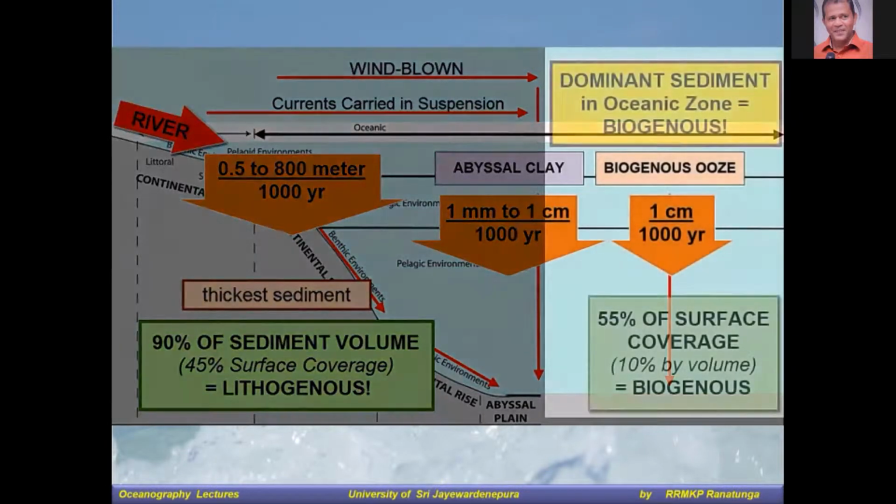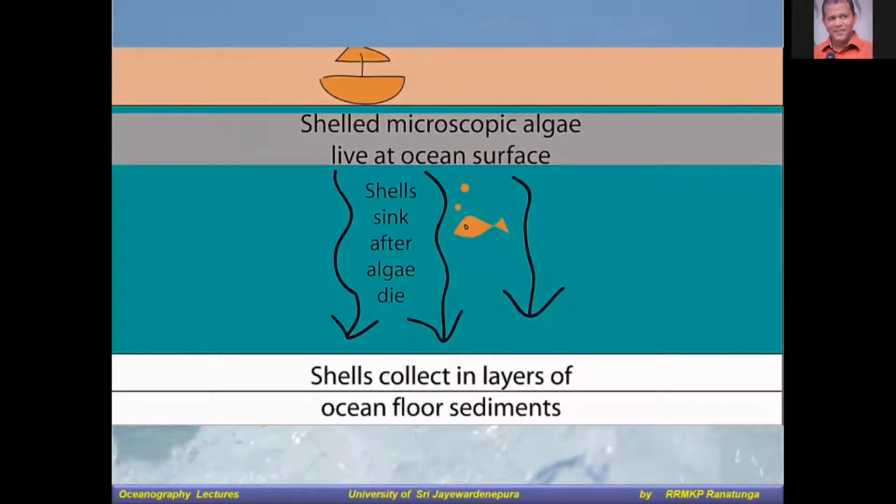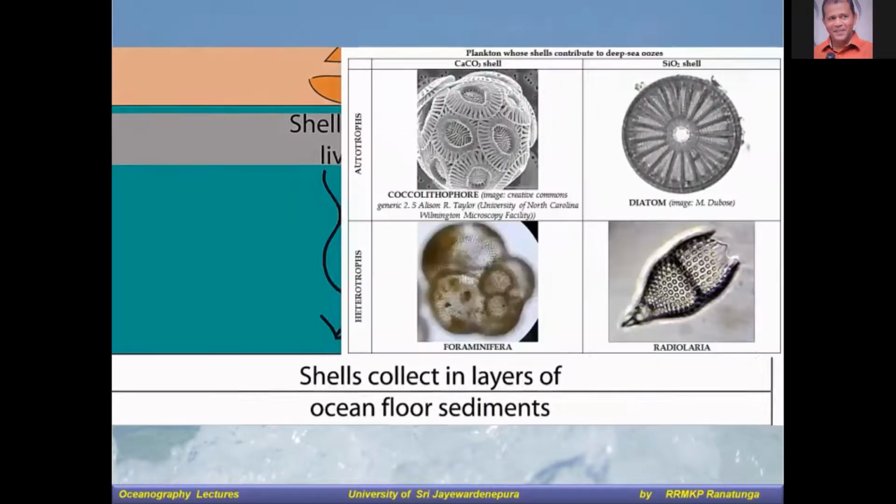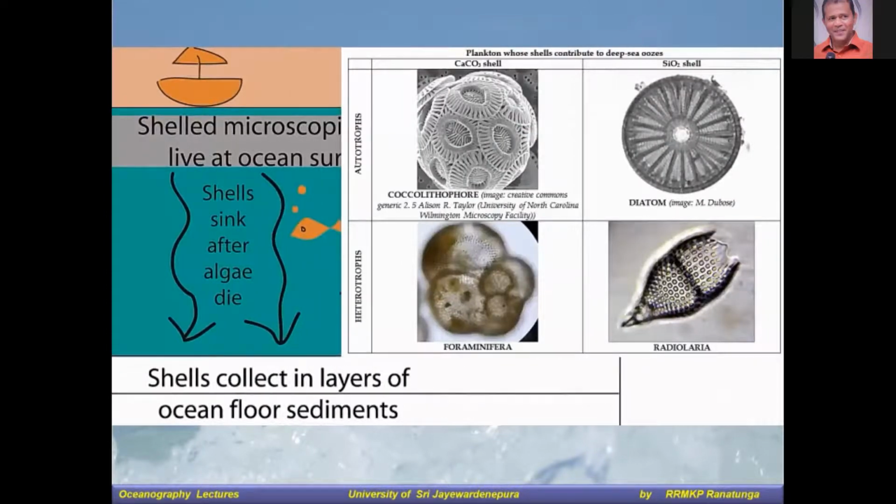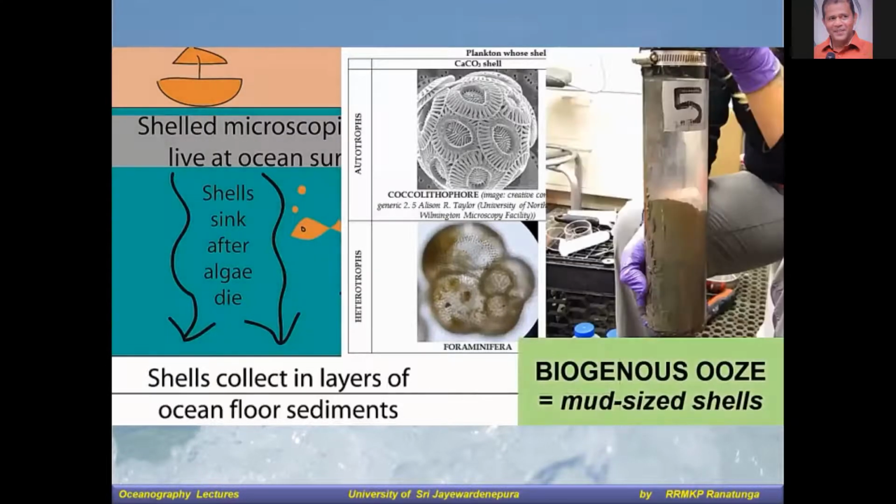The sediment that covers most of the seafloor surface is biogenous, which consists of shells of dead organisms and dominates the oceanic zones. The most important contributors to biogenous sediment are the single-celled autotrophic and heterotrophic plankton that live in the surface waters. Billions of these organisms live and die with lifetimes of days to weeks. Their shells collect on the bottom of the seafloor and contribute to siliceous and calcareous oozes, depending upon whether the shells are made of silica, siliceous oozes, or calcium carbonate, calcareous oozes.